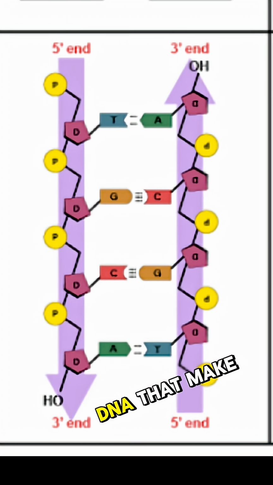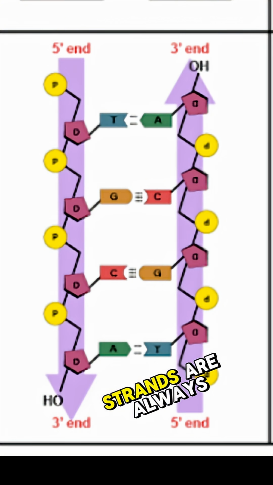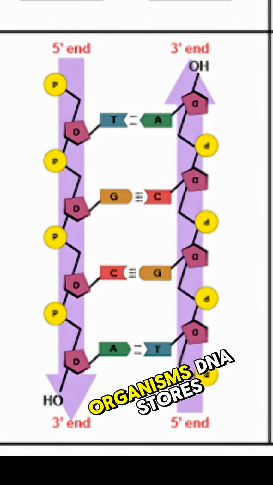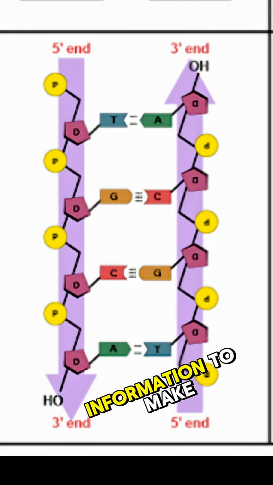Each of the 2 strands of DNA that make up the double helix structure has a head and a tail, also known as the 3' end, 3 prime, and the 5' end, 5 prime, but the 2 strands are always anti-parallel to each other, meaning the head of one strand is laid against the tail of the second strand. In all living organisms, DNA stores information to make proteins.